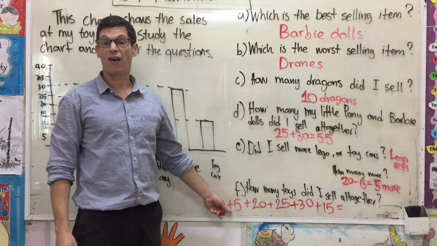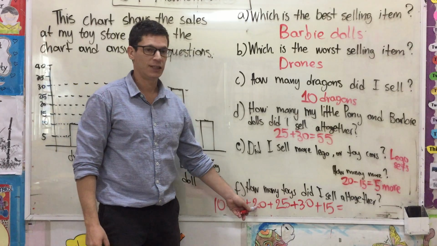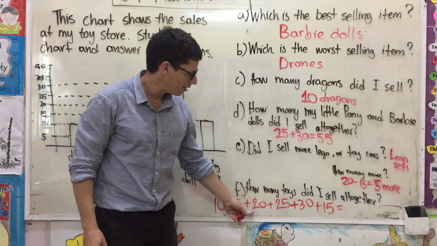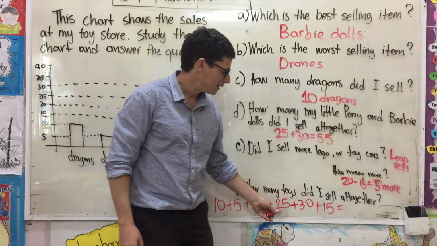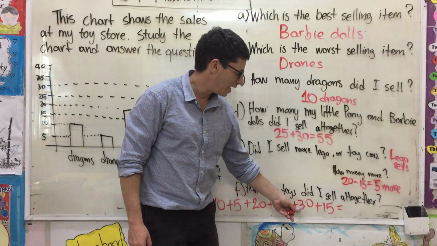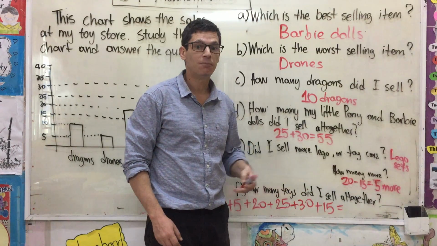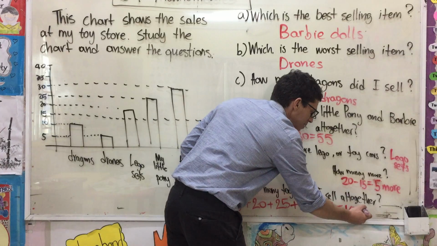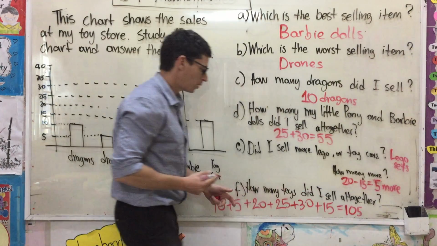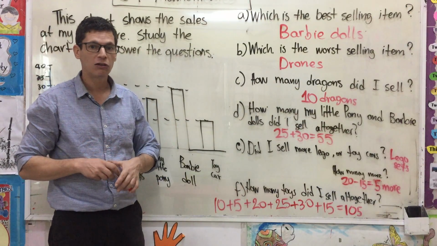How much is that all together? Well, 10 plus 5 is 15. 15 plus 20 is 35. 35 plus 25 is 60. 60 plus 30 is 90. 90 plus 15 is 105. So how many toys did I sell altogether?